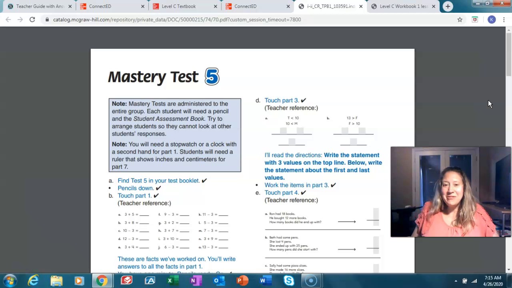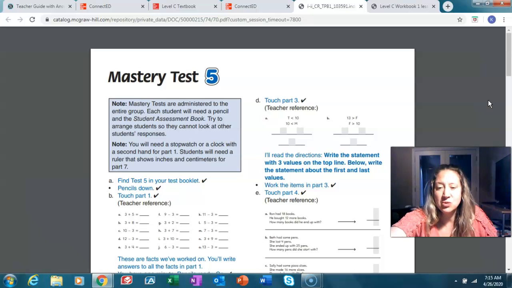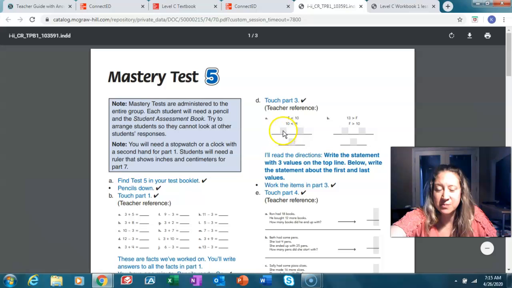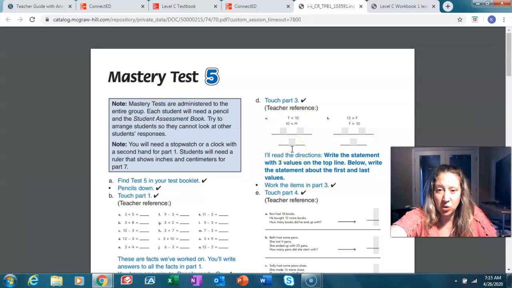Okay, now that you have finished part 2, touch part 3 in your test booklet. I'm going to read the directions. It says to write the statement with 3 values on the top line. So remember, the middle number, the small number, and the big number is what you're going to write on the top line. And then on the bottom line, you are going to be comparing the smallest number to the biggest number. Okay? So go ahead, pause the video, complete A and B.